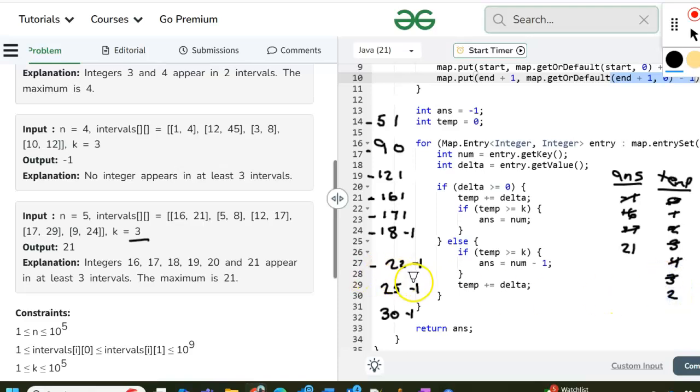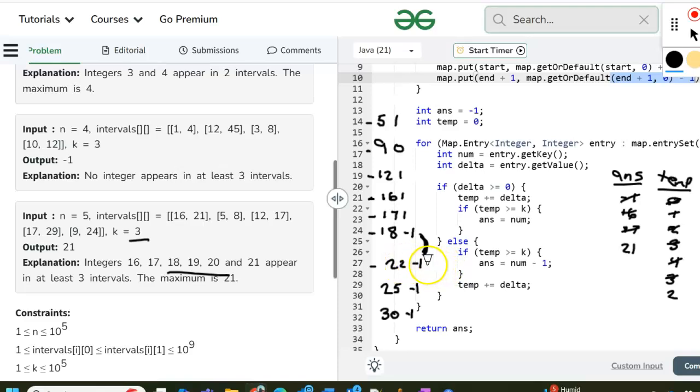Now you can see that the rest of the deltas are negative, so nothing interesting is going to happen after this point. You also notice that the numbers 18, 19, and 20, is that right? So 18, 19, and 20 are going to be in these intervals too. Oh, it says it right down here. They also appear in at least 3 intervals, but we don't care because they're in this interval right here.